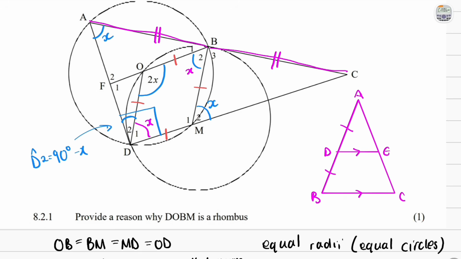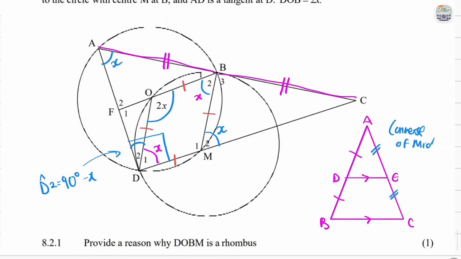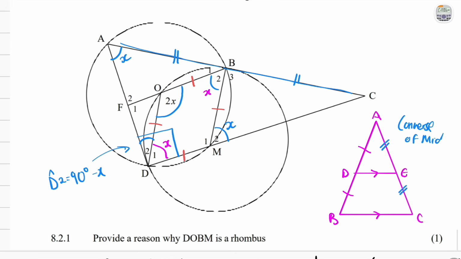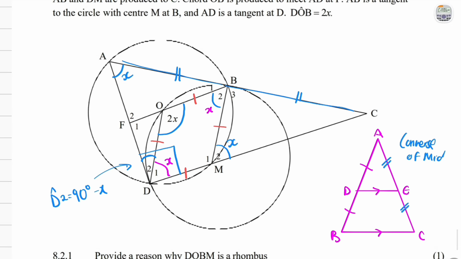Now, once you are given that, what you would have to conclude from this is that AE is now equal to EC, and BC is twice the size of DE. Okay, and that would be the converse of the midpoint theorem. So if this is what we need to prove, we need to prove that these 2 are actually equal, then it clearly means that we're going to have to first show them for those 2 to be equal.